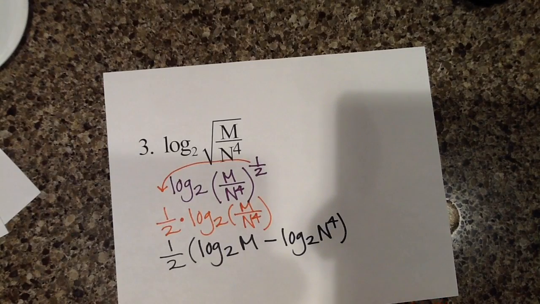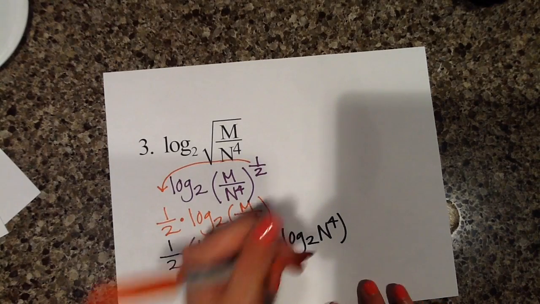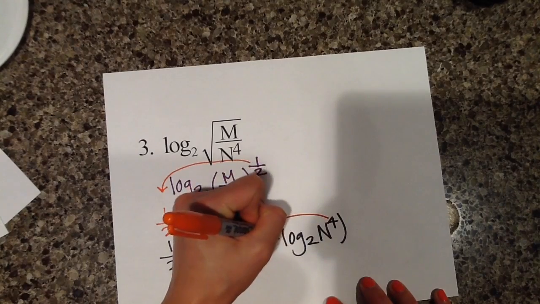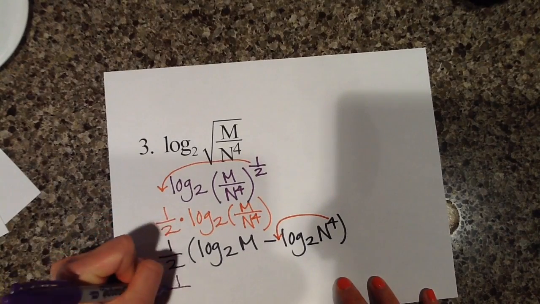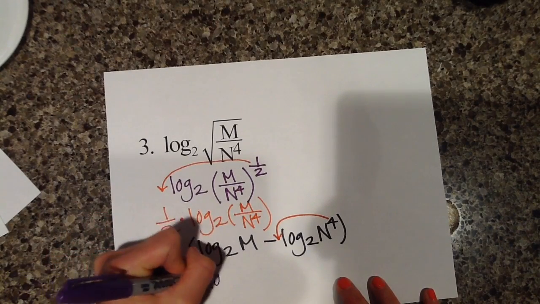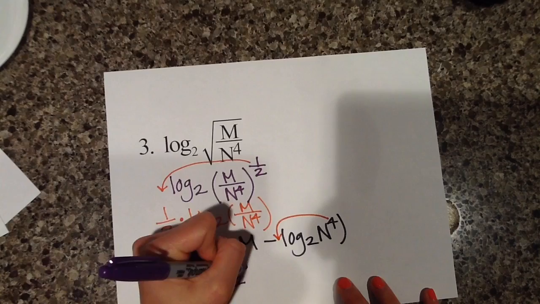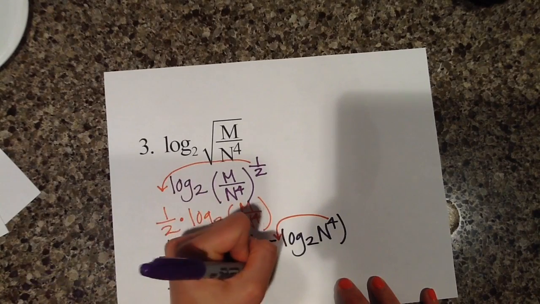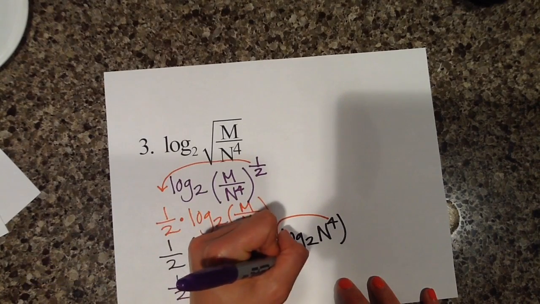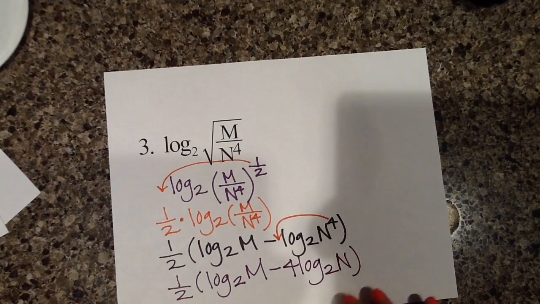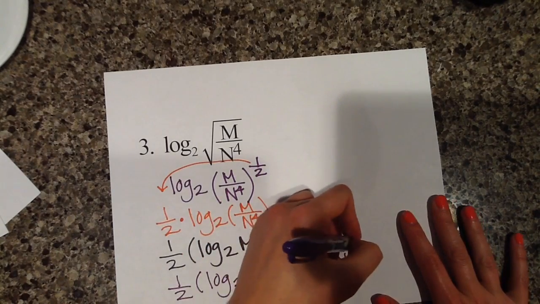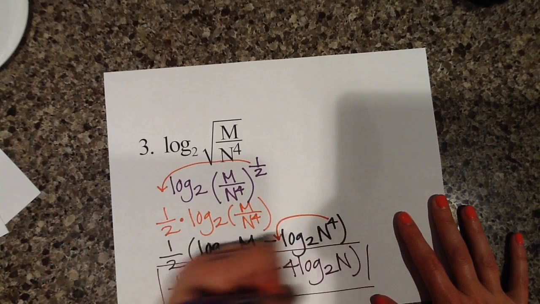So just like we did in the first step, we're going to use that power rule again, and bring that down there. And so our final answer is going to be 1/2 times log base 2 of m minus 4 times log base 2 of n. And this is now in simplest form.